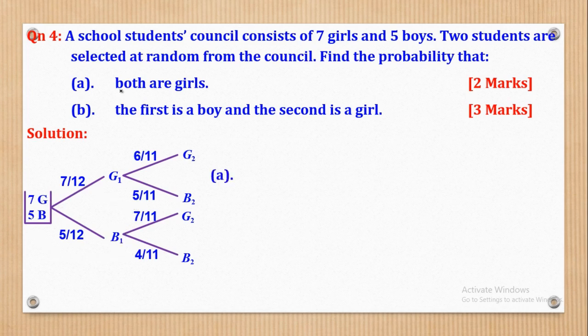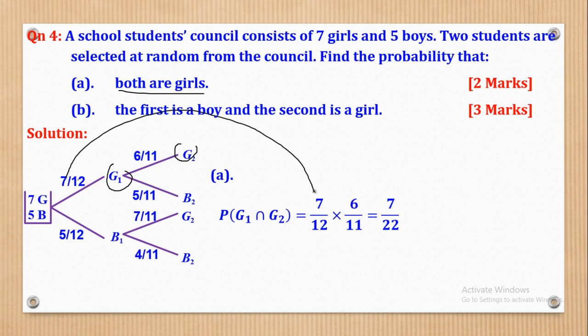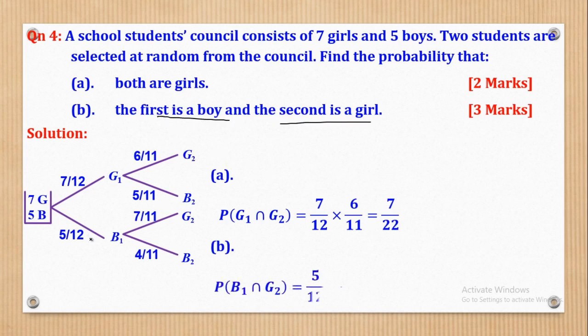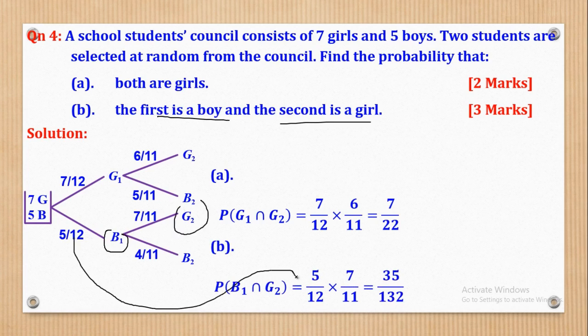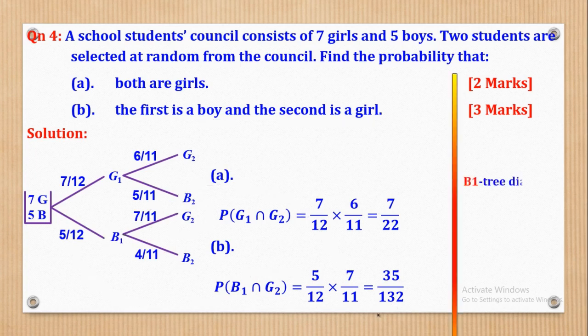Next we shall answer the question. They wanted the probability of both girls, meaning the first is a girl and second is a girl. Therefore, first is 7/12, second is 6/11. So when I multiply the 2, I'll come up with 7/22. Then part B, they said first is a boy and second is a girl. Therefore, the probability of first boy is 5/12, second girl is 7/11. So when I multiply the 2, I'll come up with 35/132. So basically, that is what they wanted.